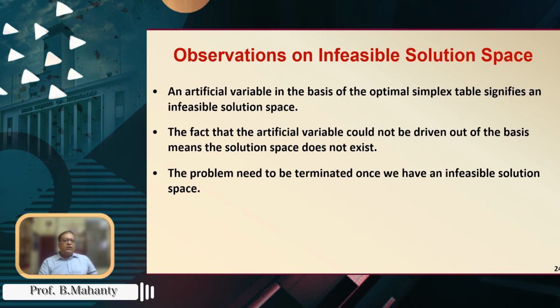So this is the special case of linear programming that has an infeasible solution space. The infeasible solution space is returned when we have to take an artificial variable, but we cannot drive it out of the basis. So it remains in the basis, and it also becomes part of the optimal simplex table. So in the optimal simplex table, we have an artificial variable in the basis. That means the solution space is infeasible. All right, so that's the second special case.